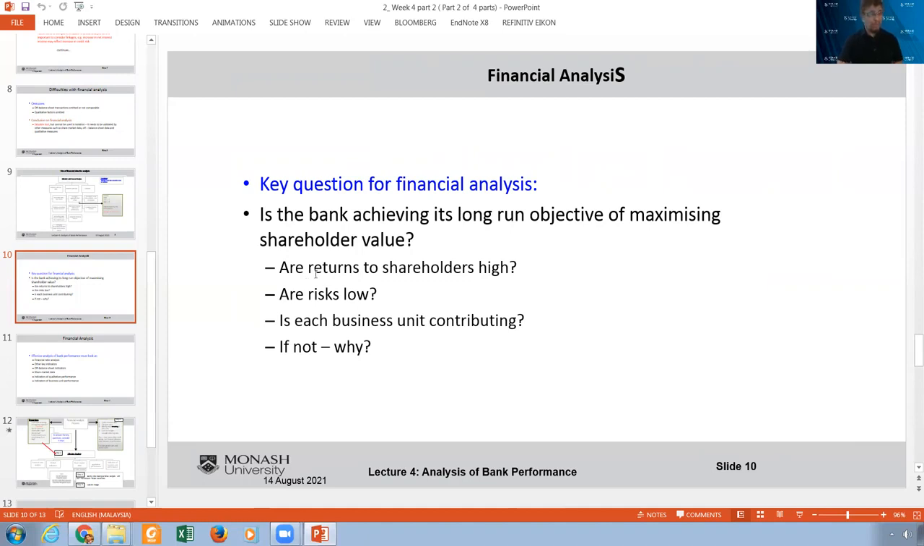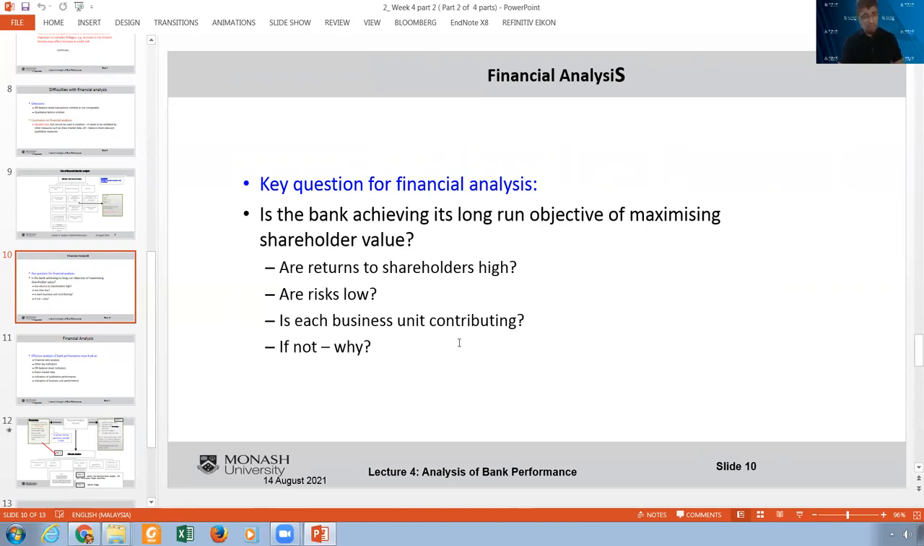The second question, if we break it down, asks: are the returns to shareholders high? What about the risk, is it low? How about the contribution of each business unit in the organization or the bank? If profit is coming only from trading, for example, and we don't do well in the loan part or the banking book, where most of our money is coming from the trading book, this also gives us questions, and we have to understand why.